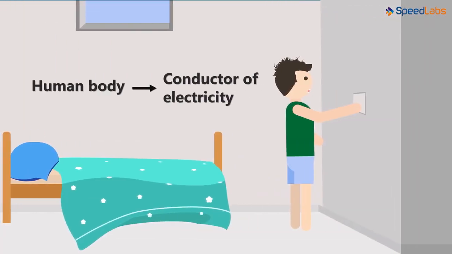Did you know that the human body is also a conductor of electricity? In fact, it's a very good conductor. This is the reason why we get an electric shock if we are not careful. The electric current flows through a body towards the earth.